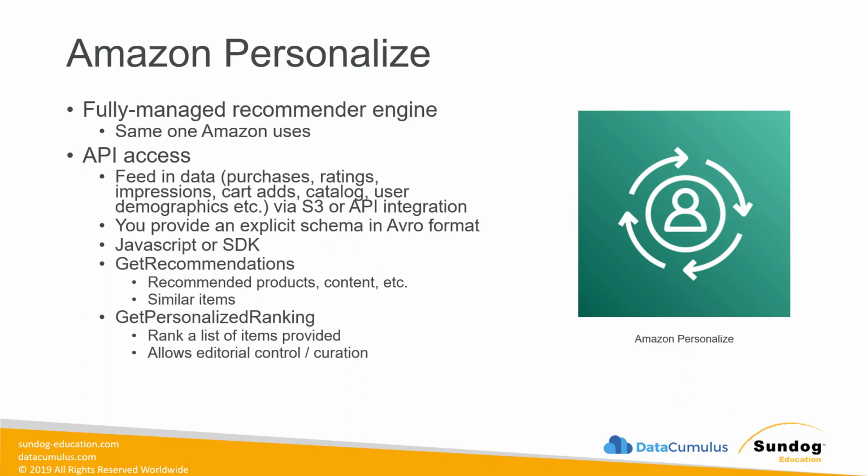The other API is GetPersonalizedRanking, and this just gives you a ranking of a list of items that you provide. So this is a use case where you don't really want to give people their actual recommendations.